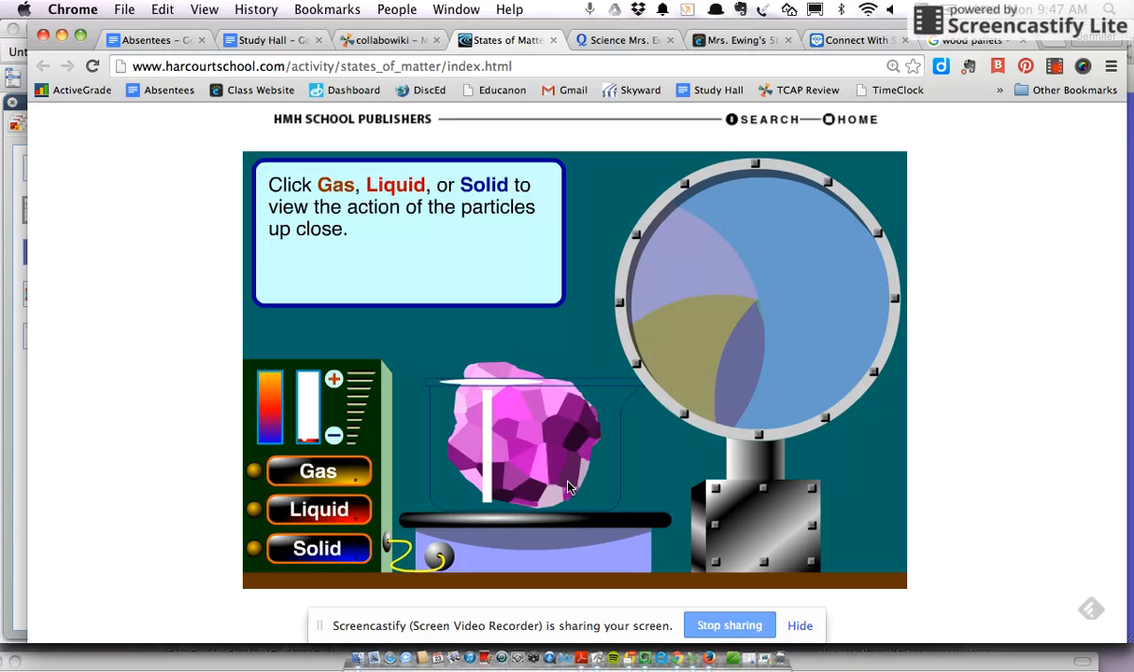So the way this website works is I'm going to click on solid, and then it's going to show us how the particles in a solid look. Now, I don't know what this particular solid is supposed to be. It looks like an amethyst to me. Have you ever seen that purple quartz, the amethyst? And you can see in this big round circle, they're pretending like this is some sort of microscope that lets you see how the particles are behaving. What I want you to do is look at the particles in the solid and tell me what you notice about them. There are 2 or 3 things you'll notice right away. So I'm going to click on solid.